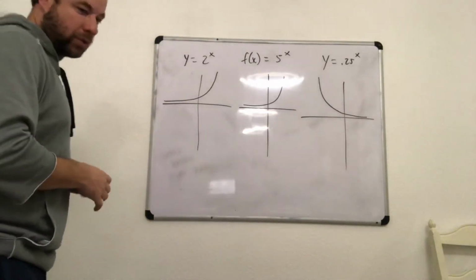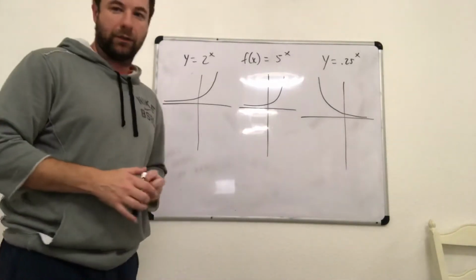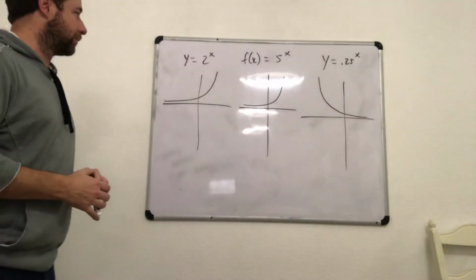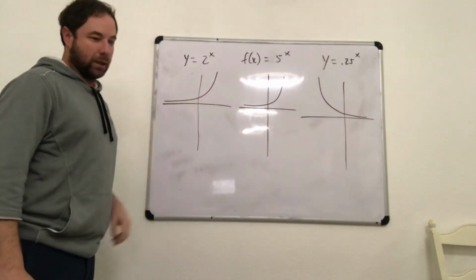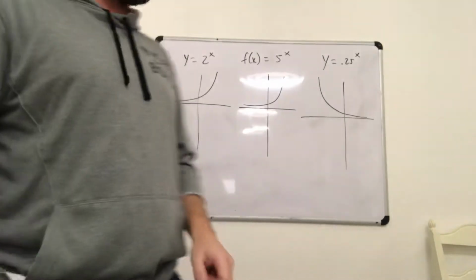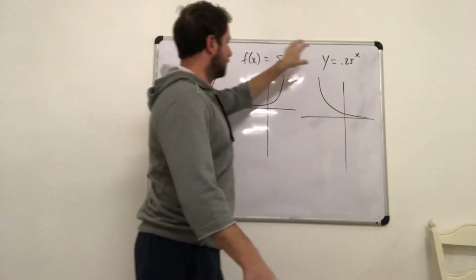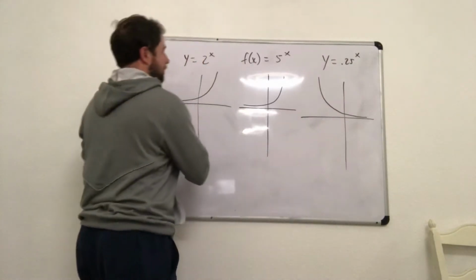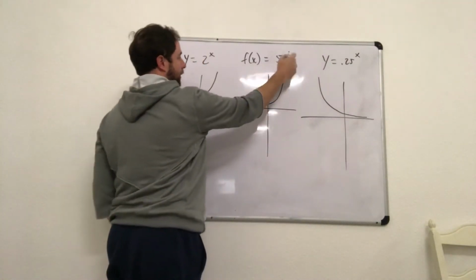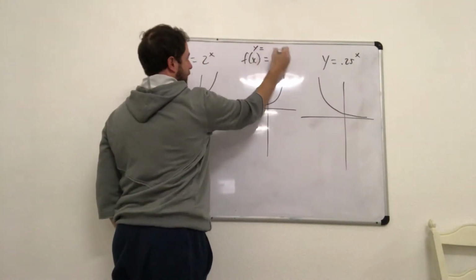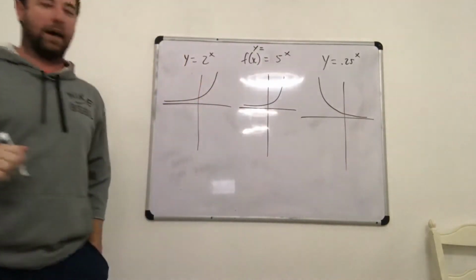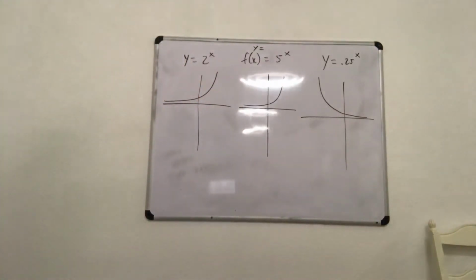Lesson 23, 24, and 25 is what we're going to look at in this session. Lesson 23 is graphing different exponential functions. You're going to be given equations like this, this, and this. Even though this says f of x equals 5 to the x, you can still put y equals 5 to the x in your calculator.